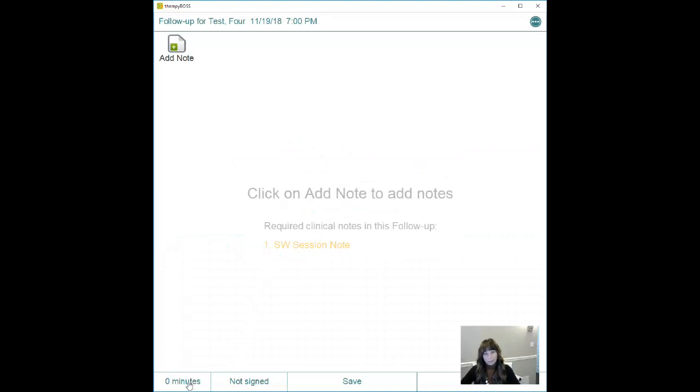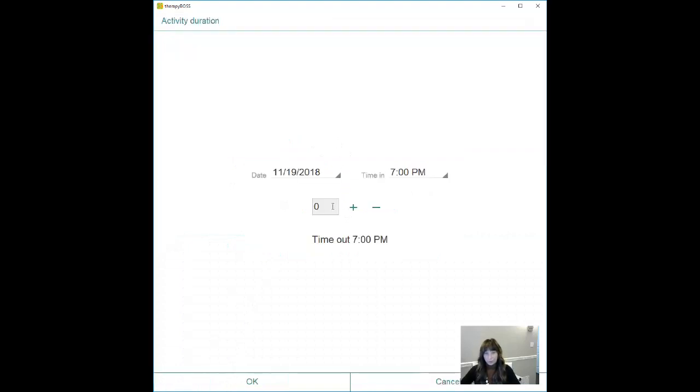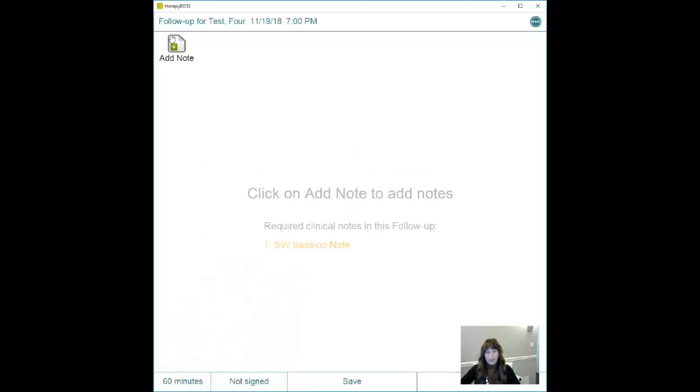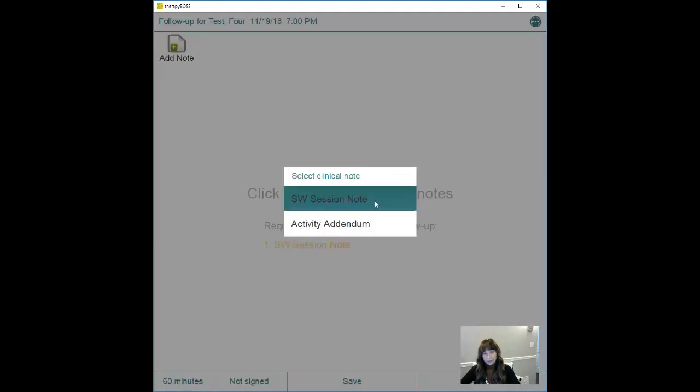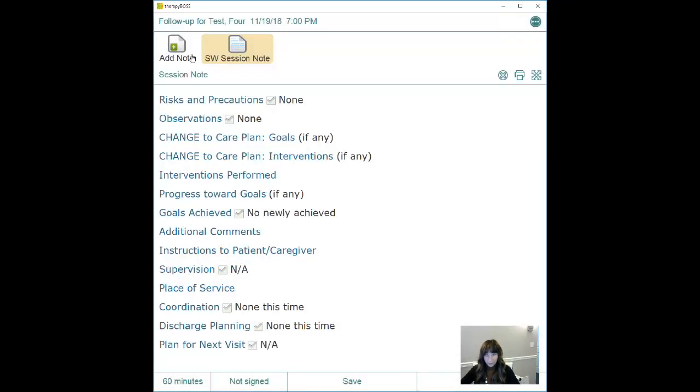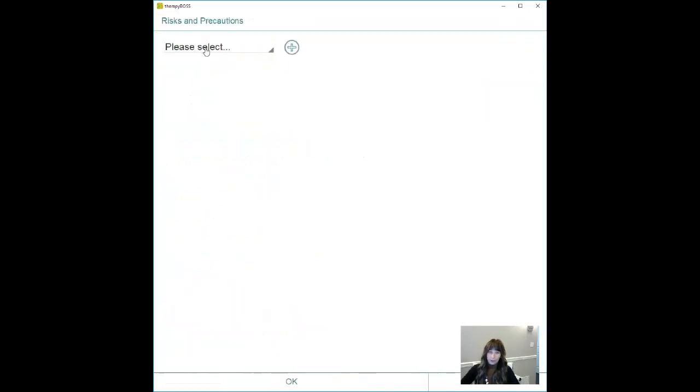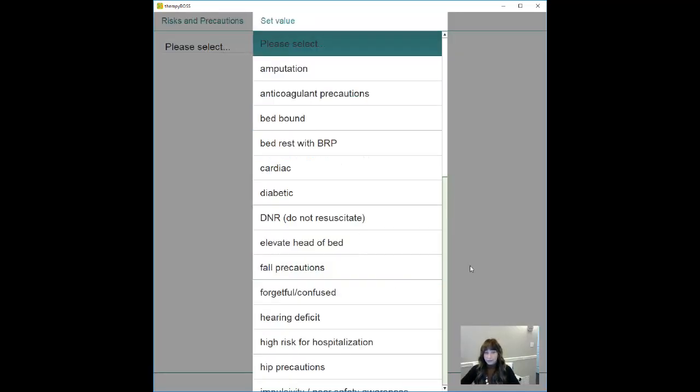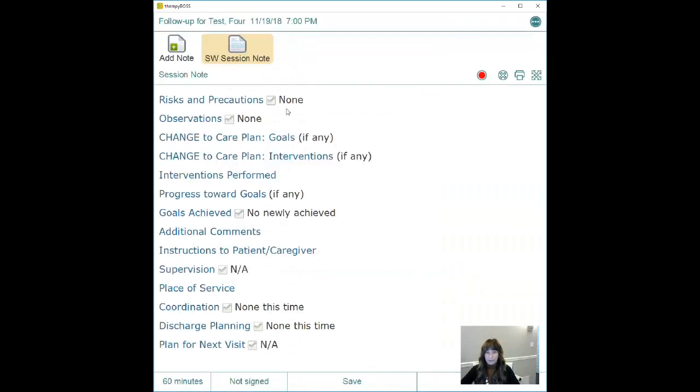Keep in mind always that when we're looking at the minutes, we want to make sure that we are putting in the correct amount of what we saw. And here we are going to click on add note, and this time we are clicking on social work session note. Now, let's take a look. Here we have all the different pieces that have to be put in for each note. Do you have any risks and precautions that you'd like us to know about? For example, any of these pieces. Usually, that is not the case. We are going to click none.